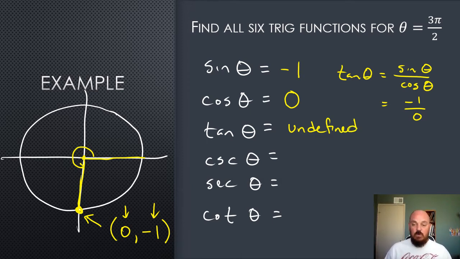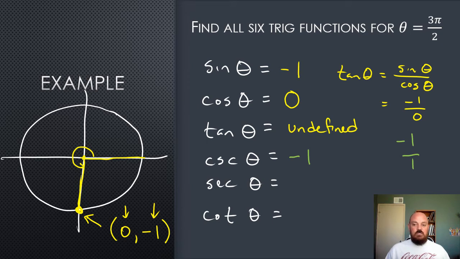Now, for the last 3, we're going to take reciprocals. So for cosecant, I'm going to do the reciprocal of sine. Now, sine is -1, which as a fraction would be -1 over 1. If you flip a 1 over 1, you get a 1 over 1, and it stays negative. So cosecant theta is actually also -1.